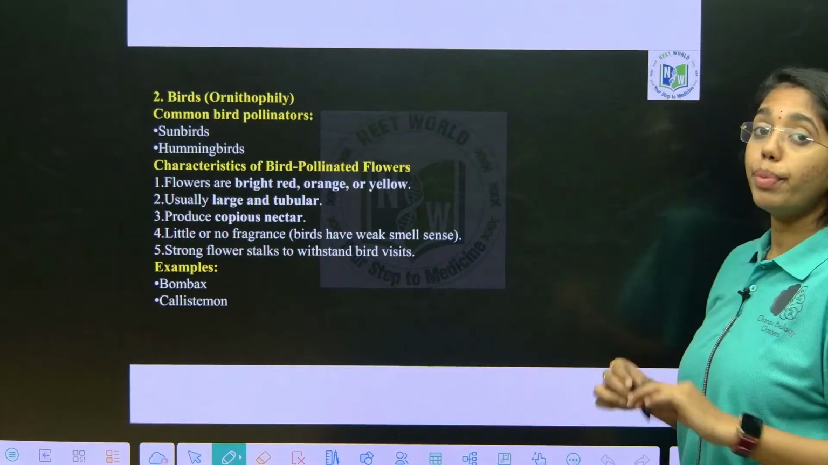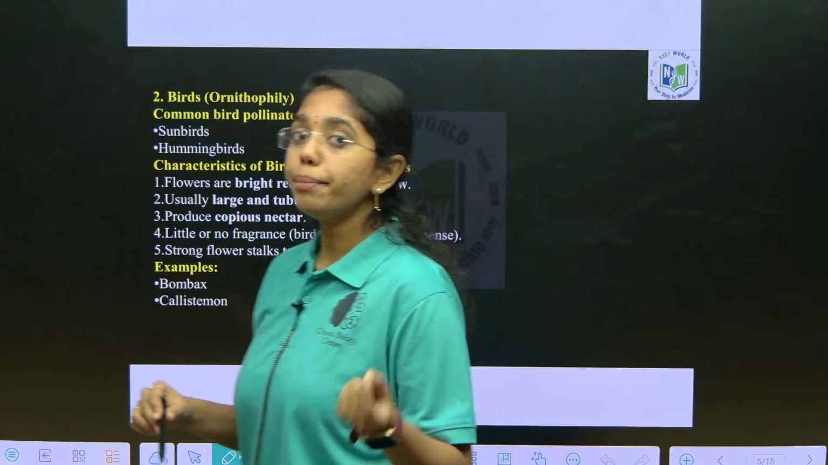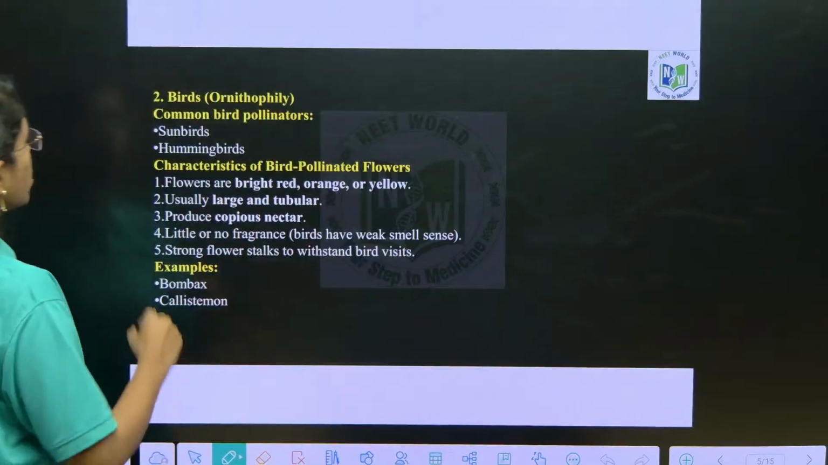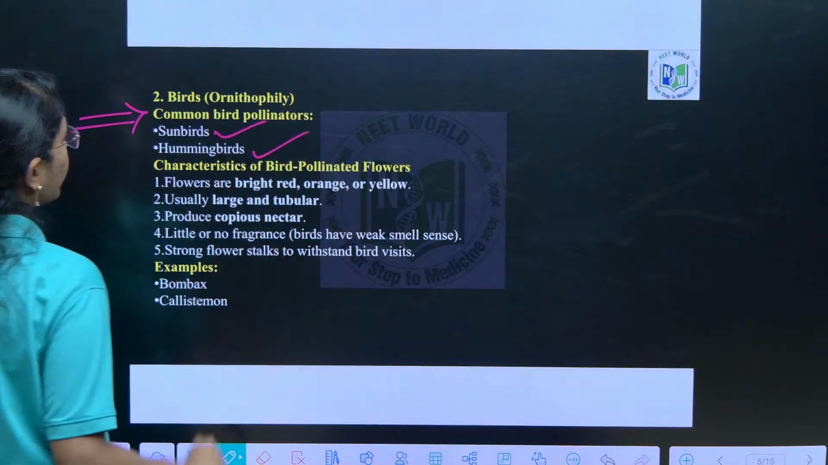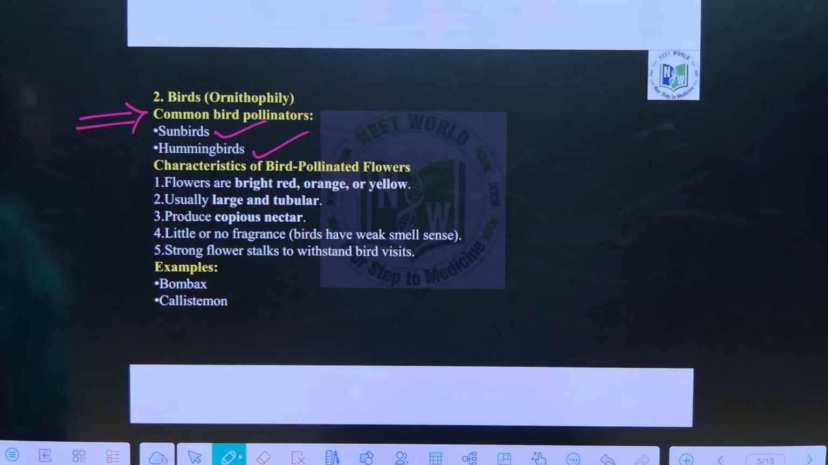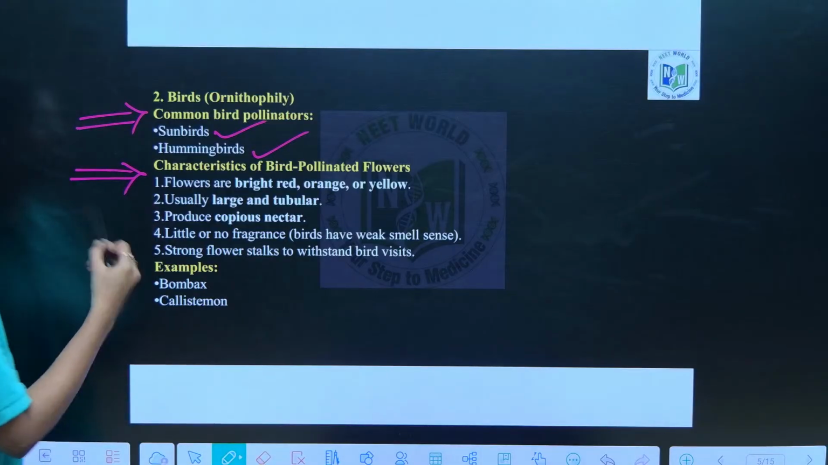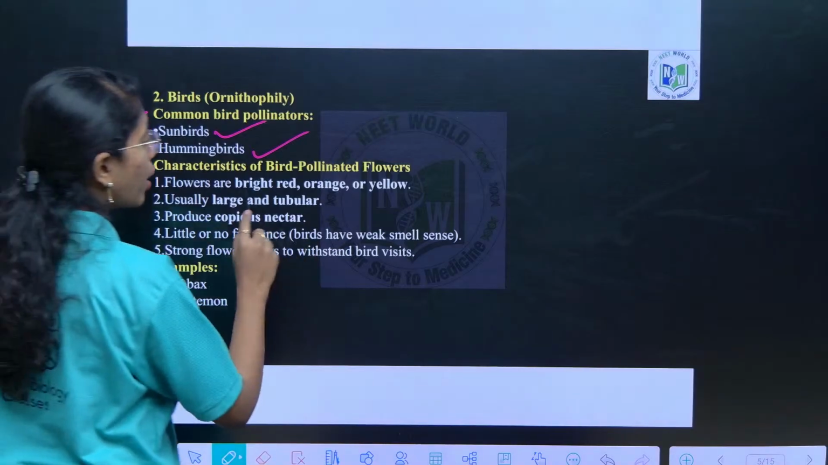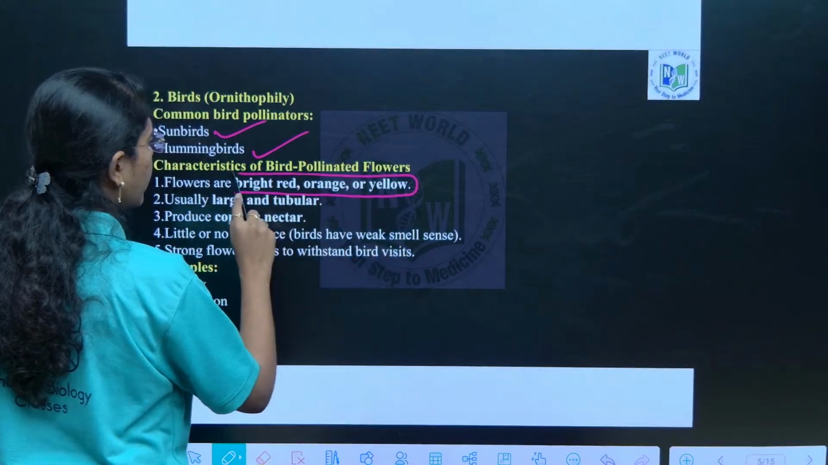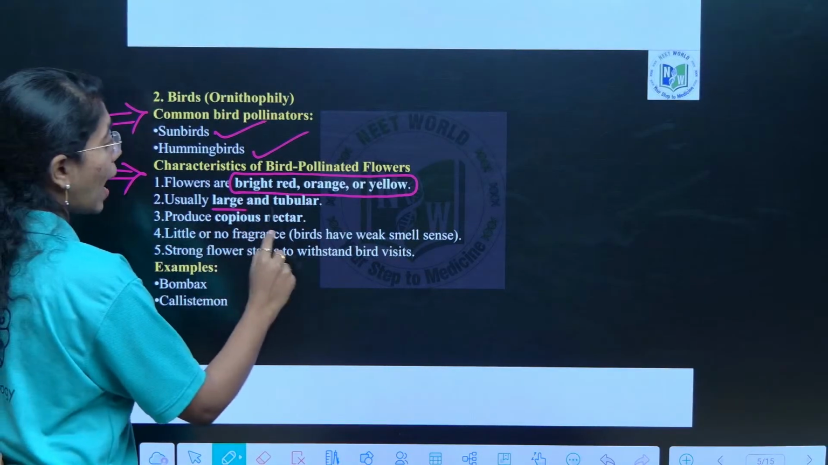Here we go with bird pollination, or ornithophily. Common bird pollinators, for example sunbirds and hummingbirds. These are the common bird pollinators. Characteristics of bird pollinated flowers. What are the characteristics of bird pollinated flowers? Flowers here are bright red, orange or yellow in color. They are usually large and tubular.